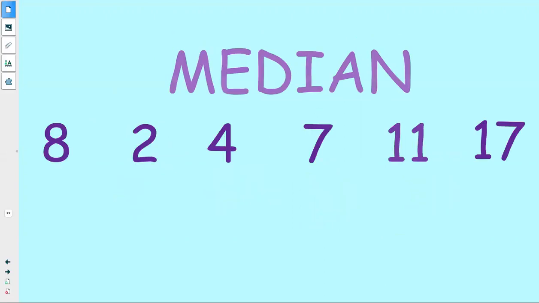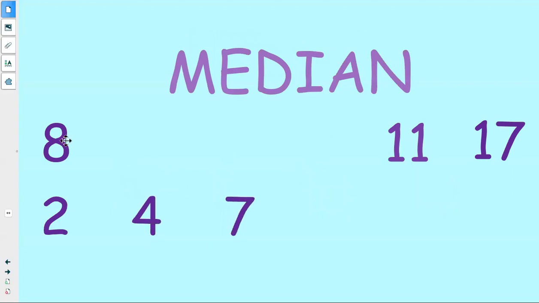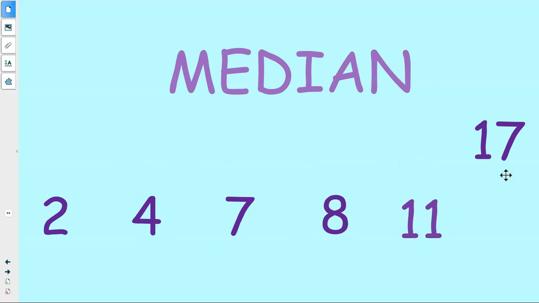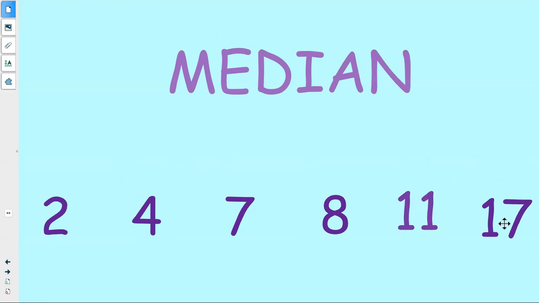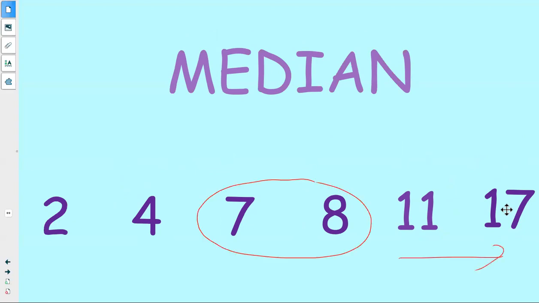This next one again, so pause it again if you want to do it yourself. I've ordered it first. So 2, then 4, then 7, then 8, 11, and 17. Okay, so there's 6 values or 6 members in this data set. So I'm actually going to be circling 2. 2 on the right hand side, 2 on the left hand side. The median is the number between 7 and 8, and the number between 7 and 8 is 7.5. So that's your median.